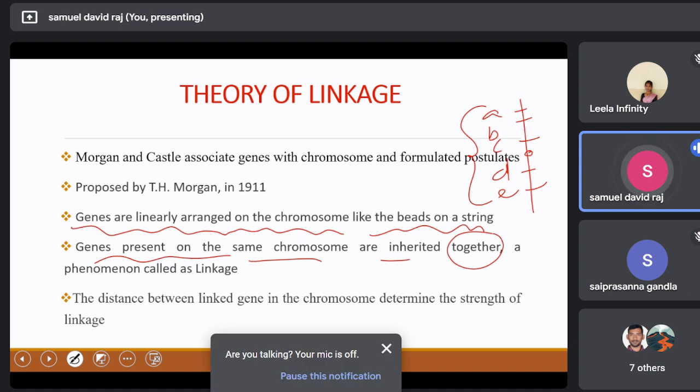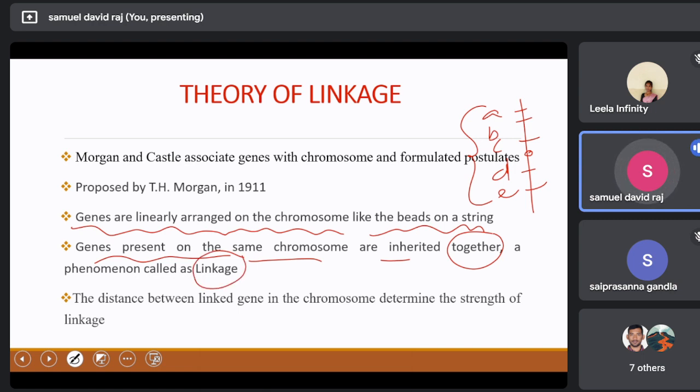They're inherited together. So this simple phenomenon is given the name linkage. That means because they are linked to each other, this is called linkage, as simple as this. Next, the distance between the linked genes in the chromosome determines the strength of the linkage. The strength of the linkage depends on the distance between the linked genes. This I will be explaining in the coming slides.